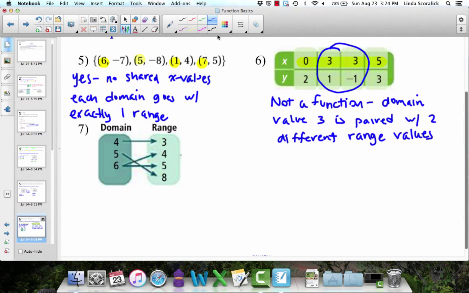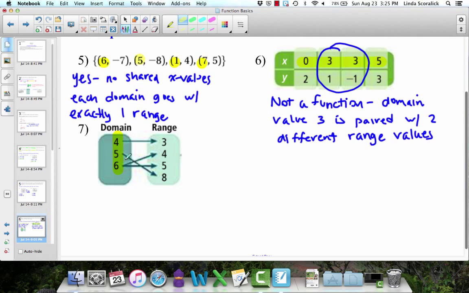Take a final look at one more example, and that's number 7. Again, focusing on the domain values. This one's a little bit harder though, because when we make a mapping diagram, we don't list repeated elements. We only show 4, 5, 6. What we have to focus in on is the number of arrows that are coming off of each of those elements. The 4 only has 1 arrow coming off of it. It goes across to the 3. The 5 only has 1 arrow coming off of it. It goes down to the 8 here.